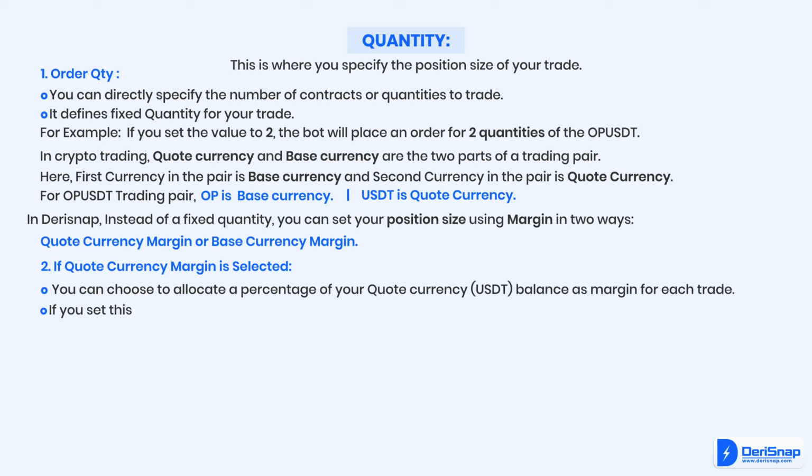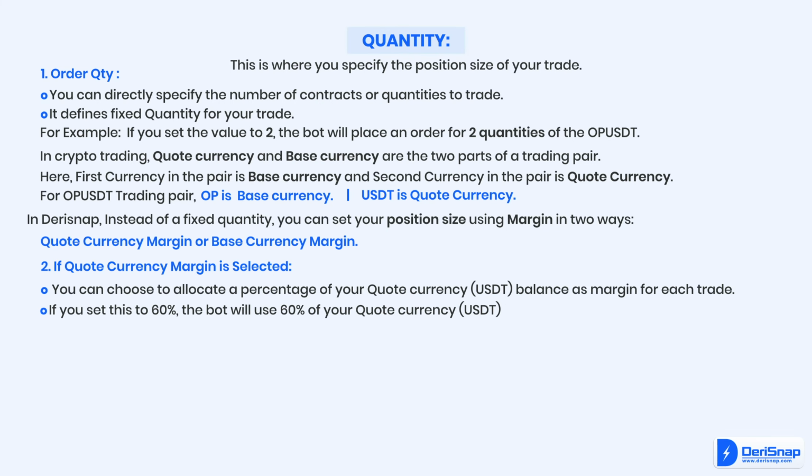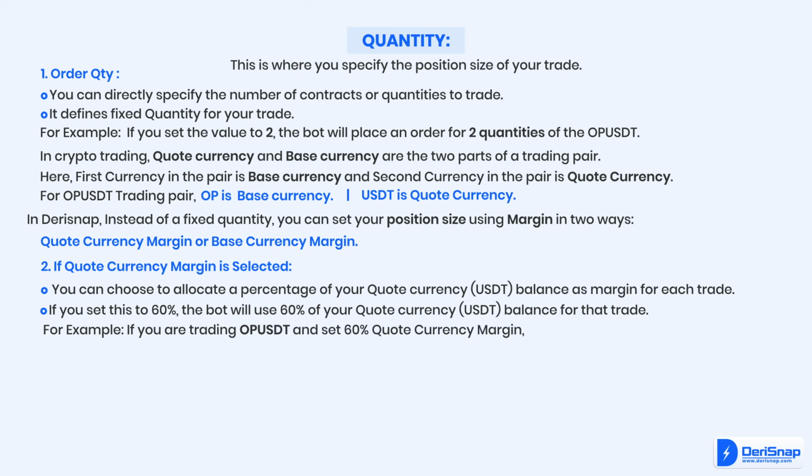If you set this to 60%, the bot will use 60% of your quote currency, USDT, balance for that trade. For example, if you are trading OPUSDT and set 60% quote currency margin, and you have 200 USDT, the bot will use 120 USDT for the trade.